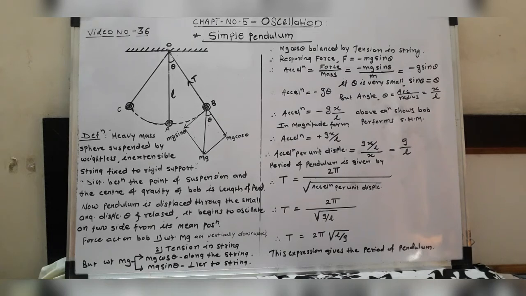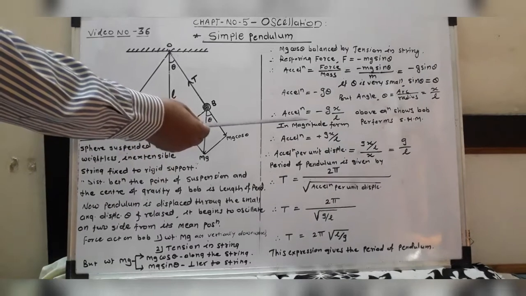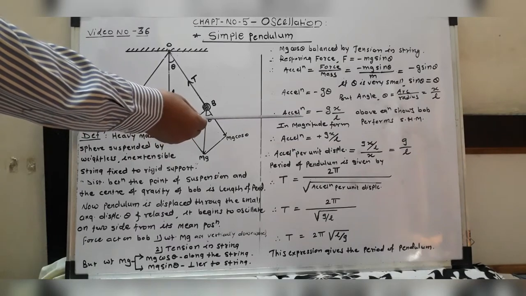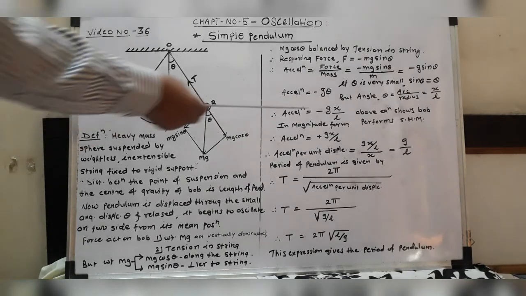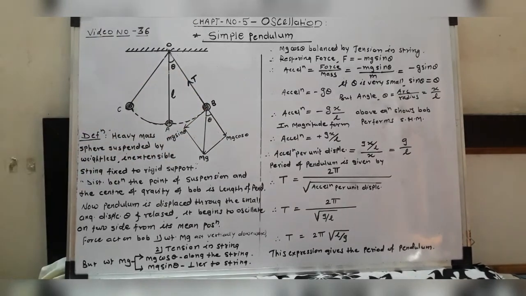This equation shows that the acceleration of the bob, the acceleration of the simple pendulum, is directed towards its mean position and directly proportional to its displacement, so that the pendulum performs SHM. The above equation shows that the bob performs SHM, because these two conditions are satisfied: the acceleration of the pendulum is directed towards its mean position and also directly proportional to its displacement. So we can write acceleration is equal to minus gx upon L, which shows that this bob performs SHM.